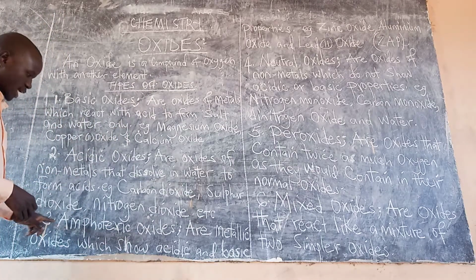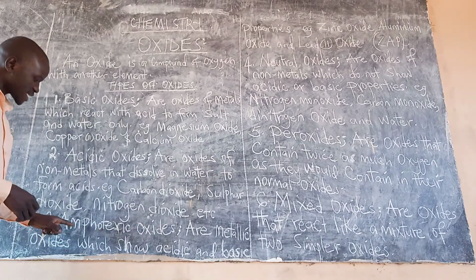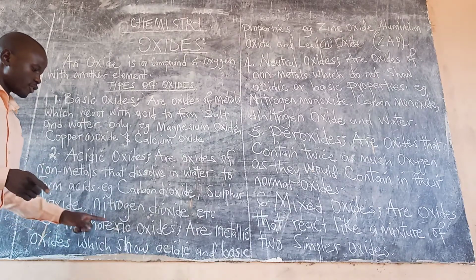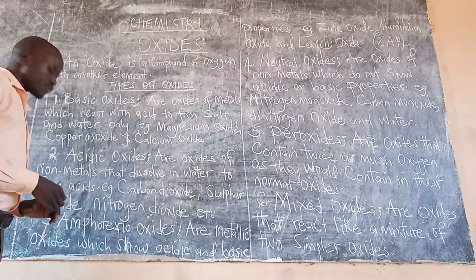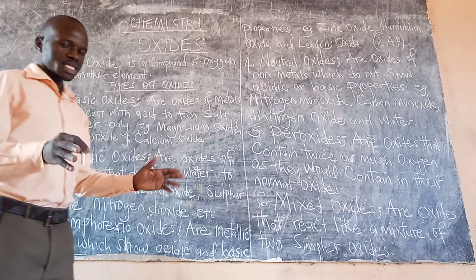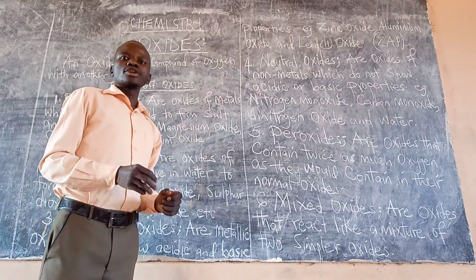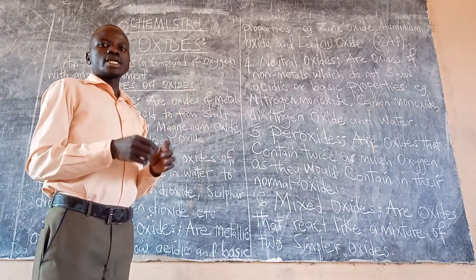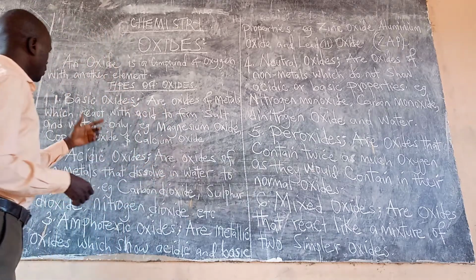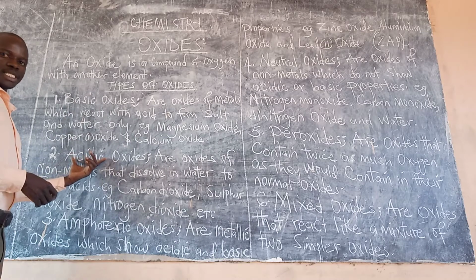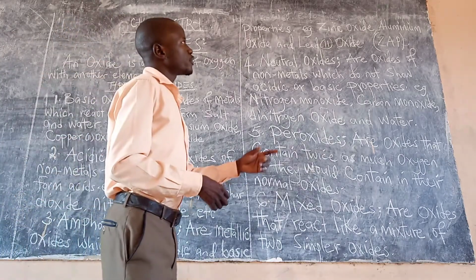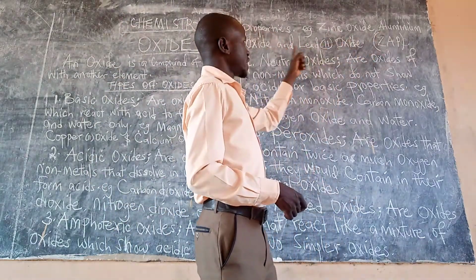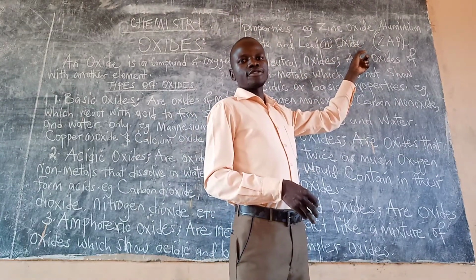Then the next, which is number 3, is amphoteric oxides. We write it as ampho. Some of you write it without this H, it is wrong. It is amphoteric oxides. These are oxides of metals which show both acidic and basic properties. That means it shows both the basic property and also the acidic property. Examples of amphoteric oxides: we have zinc oxide, aluminium oxide and lead 2 oxide. These are the amphoteric oxides.